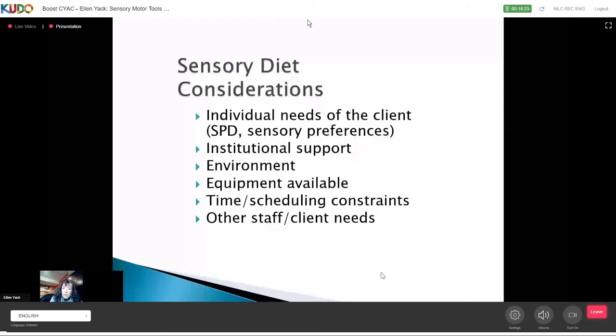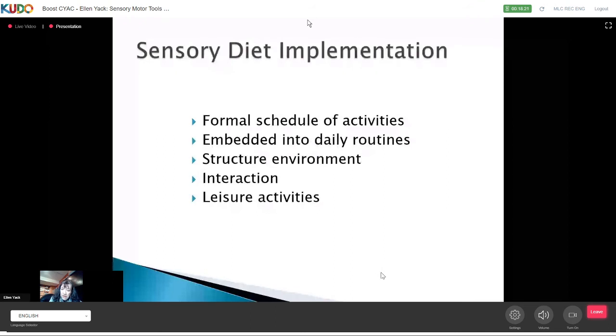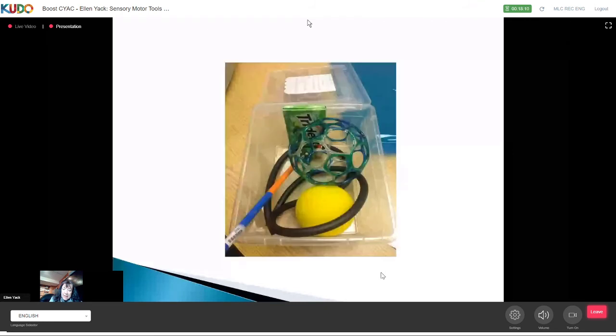A sensory diet can be implemented through a formal schedule of activities. They can be embedded into daily routines. You can structure the environment, you can structure interactions, and you can structure leisure activities. And this is a way to introduce sensory tools in a classroom setting or a vocational setting: just getting a bin and having small tools that an individual can work with.